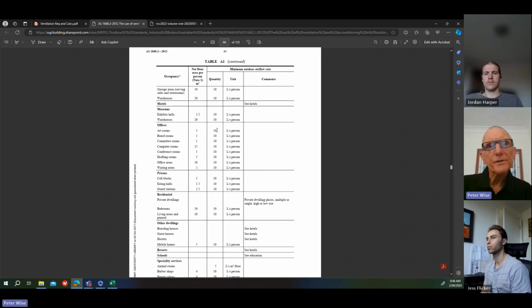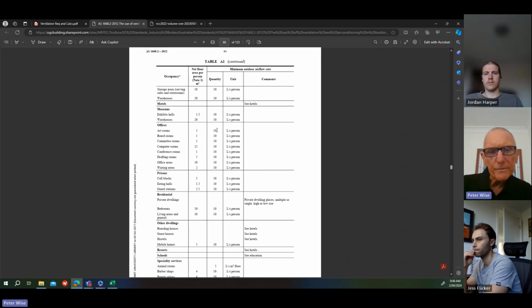Also, 10 litres a second per person can be reduced to 7.5 litres per second per person if you're using appropriate filtration. We haven't talked about filters yet, but it was on my agenda, and I've changed that a bit. So probably in 2 or 3 weeks' time, we'll talk about filters, and I'll talk more about this.